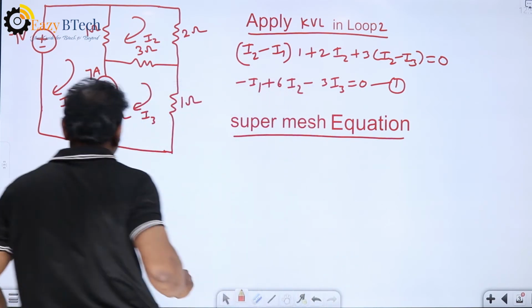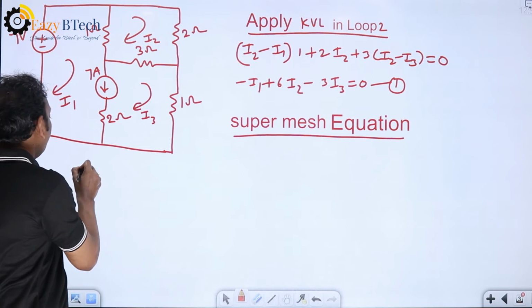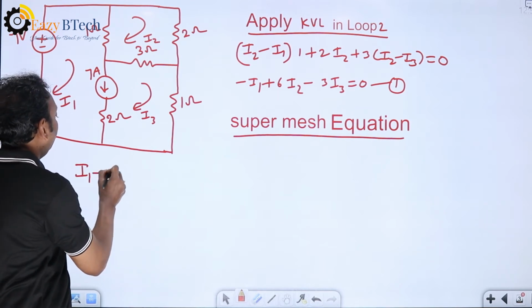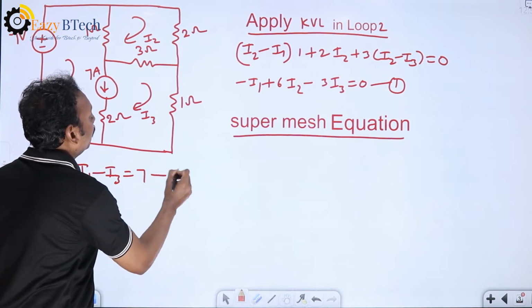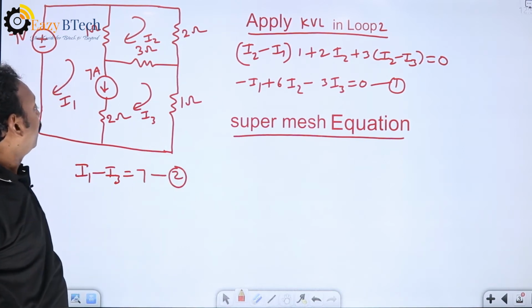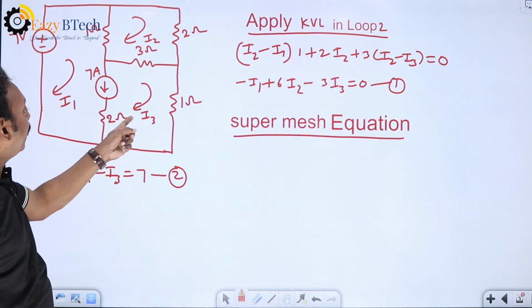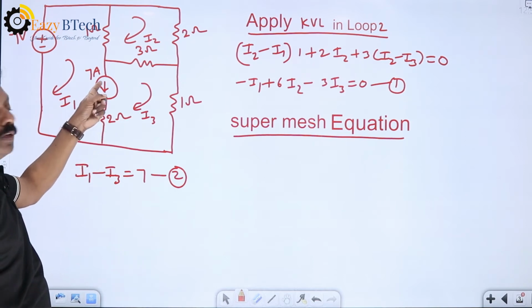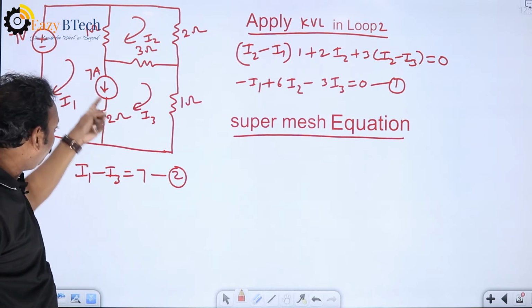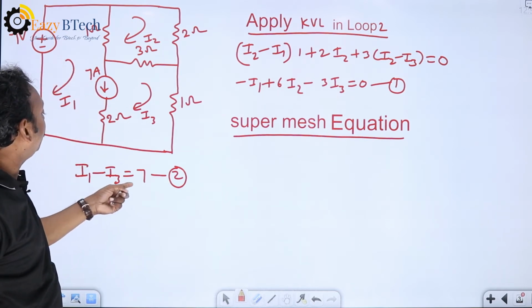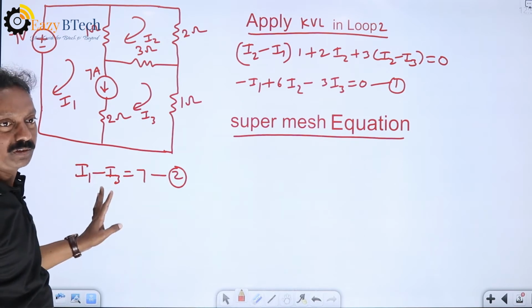That is the second equation, the common equation: I1 minus I3 equal to 7 ampere. Not I3 minus I1, because the I3 direction is opposite to the current source direction. I1 direction and current source direction are the same, clockwise. I3 is opposite. That's why I1 minus I3 equal to 7.